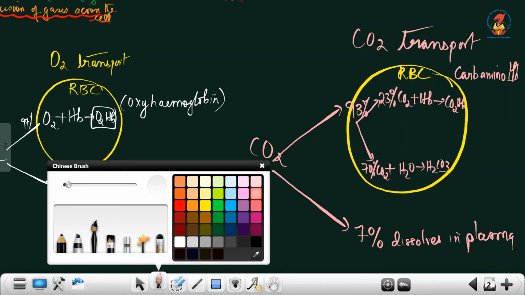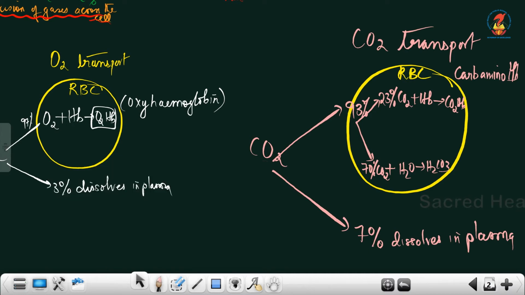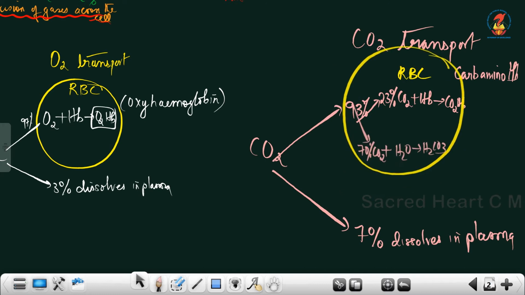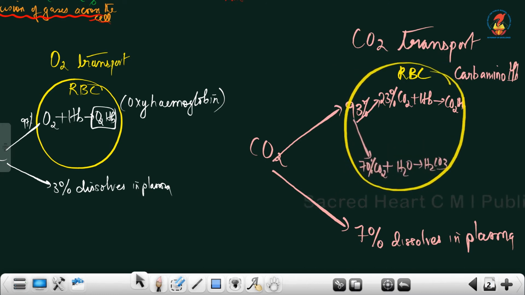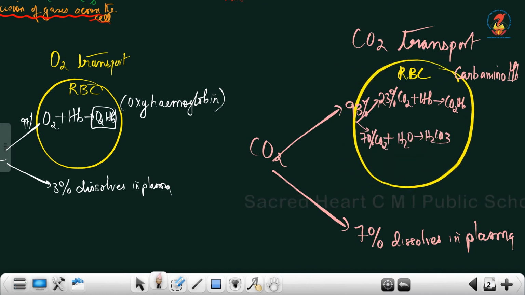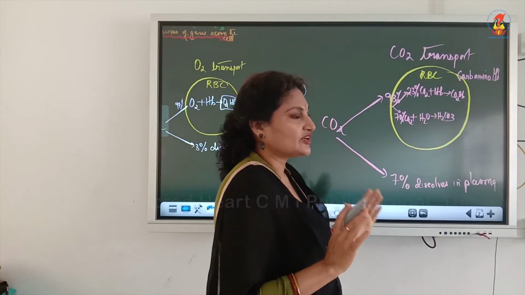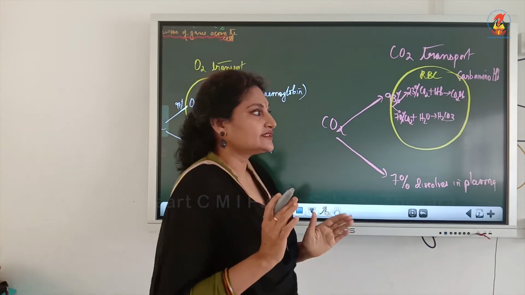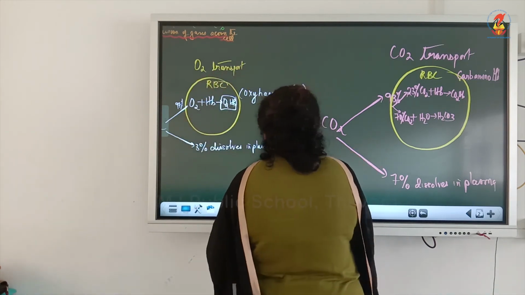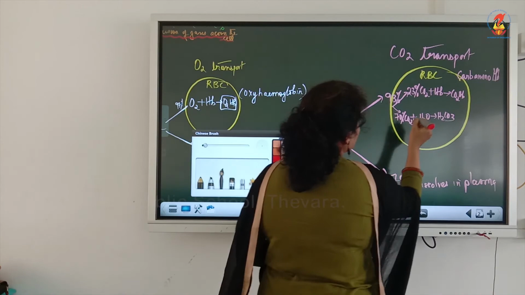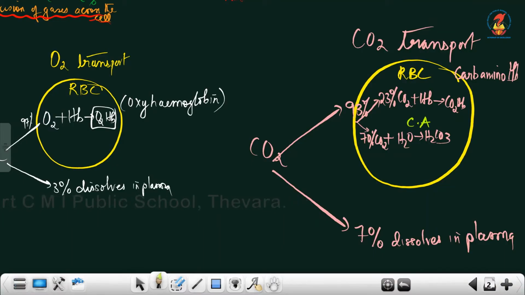I cannot bring it to the corner. I'll raise it because this is a very, very important reaction. 70% of carbon dioxide combines with water to form carbonic acid, and very, very important, here there is an enzyme that catalyzes this reaction. I am giving it a color that stands out. That enzyme is called carbonic anhydrase.